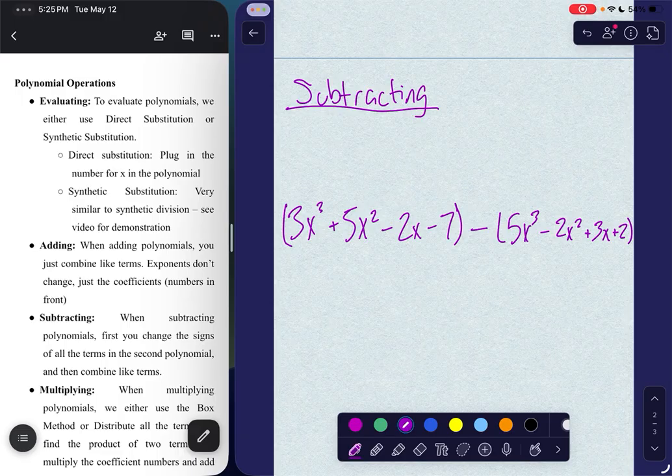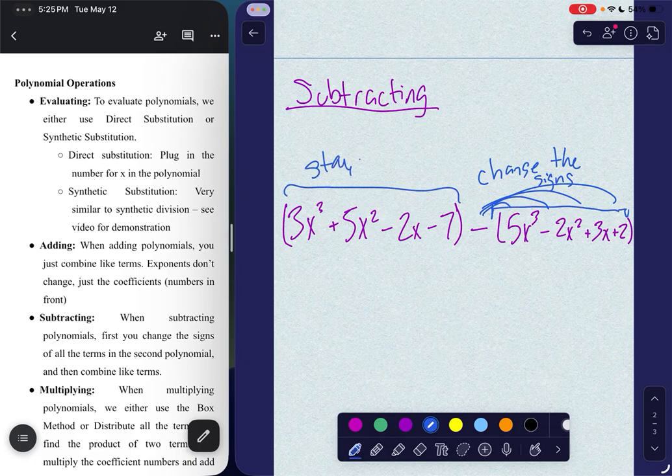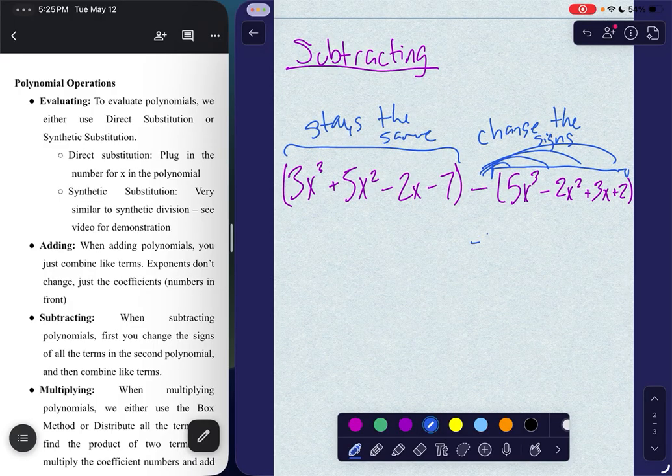So here we have to, what we call, distribute this negative, right? Meaning change the signs of all the terms in the second polynomial, right? The first one stays the same, right? Nothing changes there. So this 5x to the 3 is going to become a negative 5x to the 3. This negative 2x squared is going to become a plus 2x squared. Plus 3x is going to become a minus 3x. And plus 2 becomes minus 2. Now all these stay the same: 3x to the 3 plus 5x squared minus 2x minus 7.